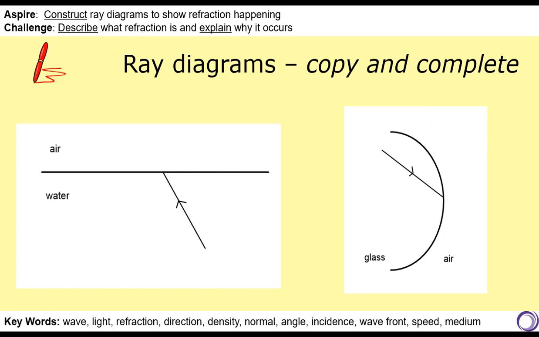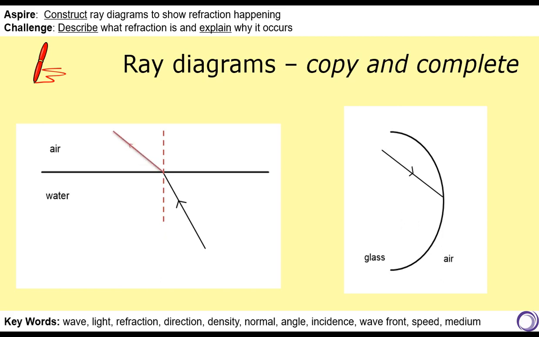Okay, let's see how you got on with these ones. Now with the first diagram, the normal here is vertical, so perpendicular to the boundary between the air and water. And this time the light is moving from water into the air. So water is more dense, the air is less dense, so the light will speed up slightly, which means it will move away from the normal.